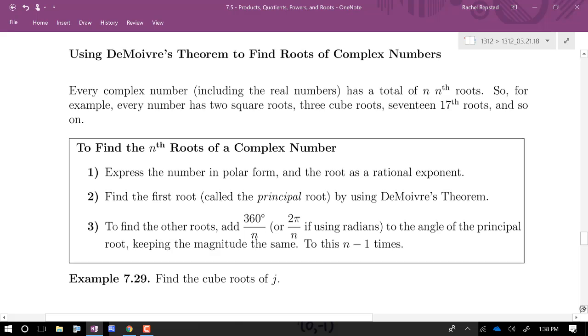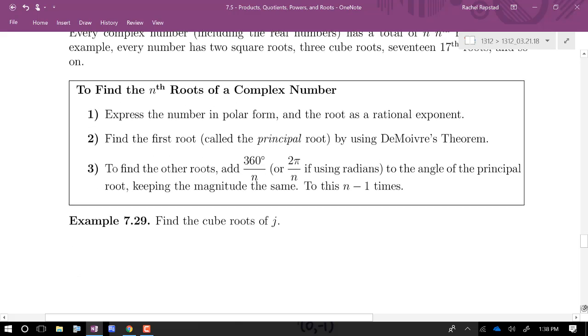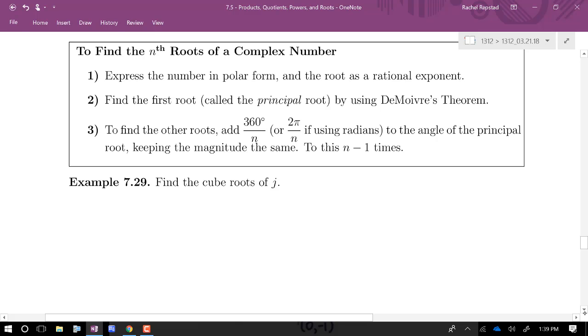So we're going to start out with an example. We want to find the cube roots of j. The first thing we need to do is write the number in polar form. So j is equal to, well, it has a modulus of 1. What's its angle?